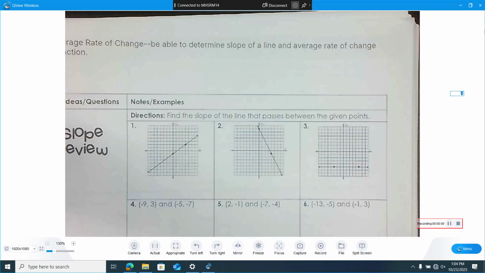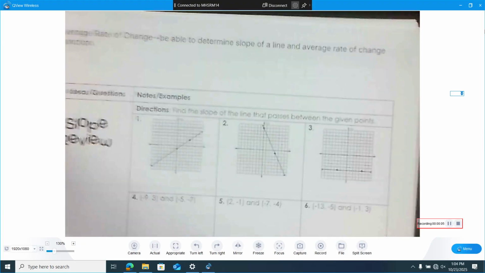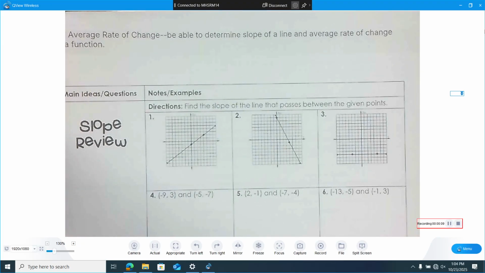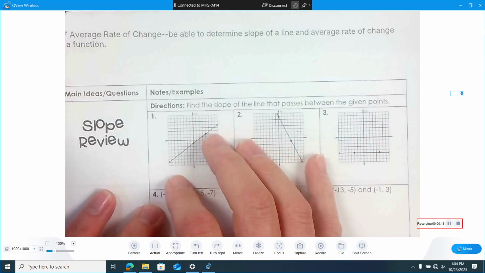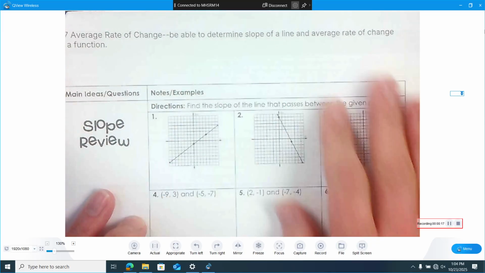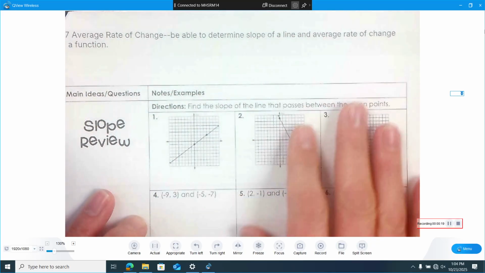That's what calculus is, the study of slopes. That's all it is. So today we are talking about average rate of change, which basically is a slope. Now, you guys have been learning about the slope of a line since like 7th, 8th grade, right?